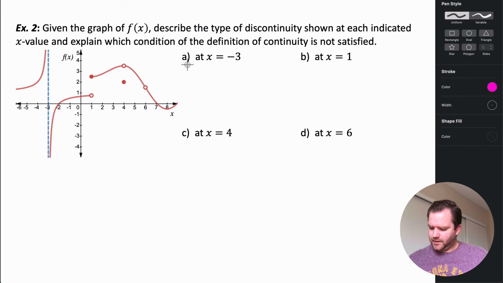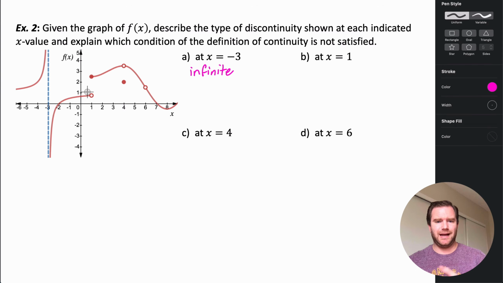Okay, so we want to find what kind of discontinuity happens at -3. So at -3 here, we have a vertical asymptote, and you can see from the left, my graph is approaching positive infinity, and then from the right, my graph is approaching negative infinity. So this has an infinite discontinuity.